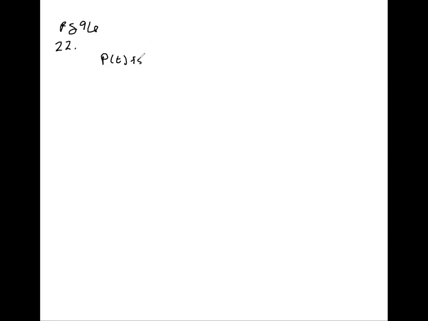So P of t is a function, and it is the U.S. population t years after 2006. So when t is equal to 1, we'll be talking about 2007. T is equal to 2, we'll be talking about 2008, et cetera. Now it wants us to determine the meaning of P of 0 and P prime of 0.